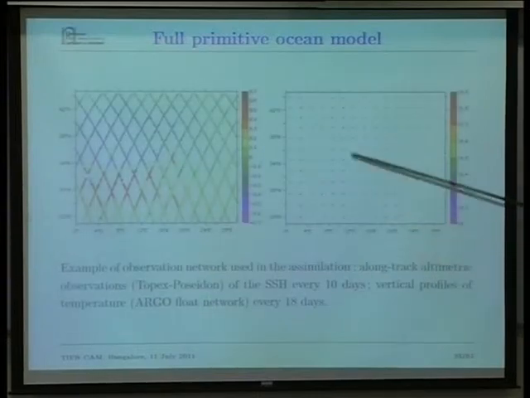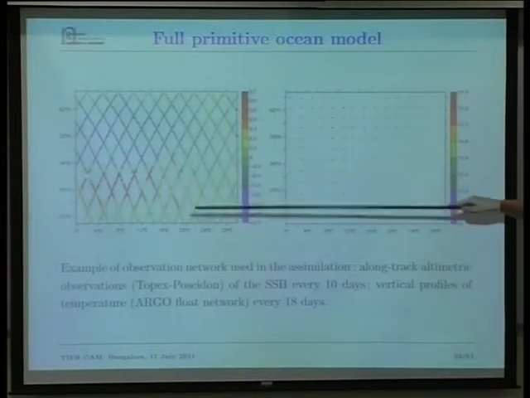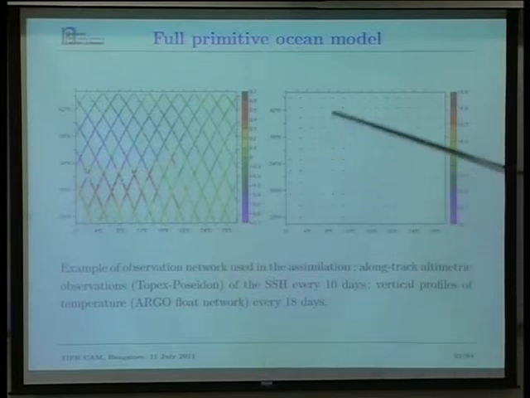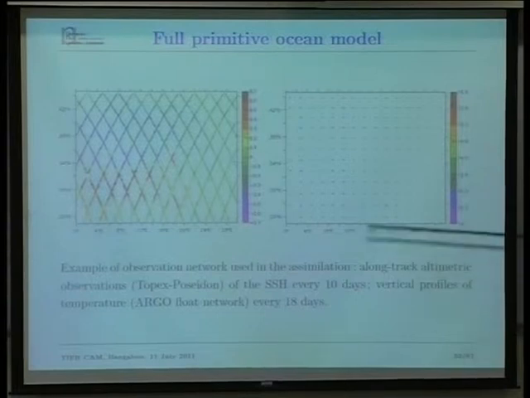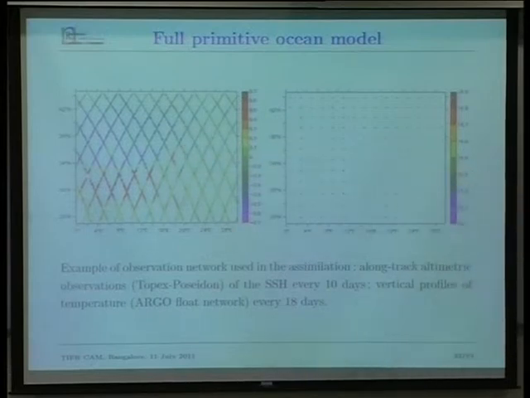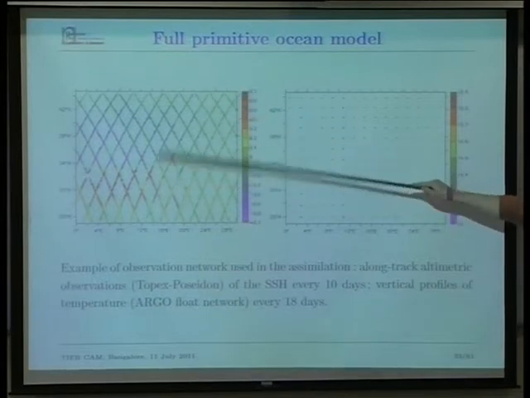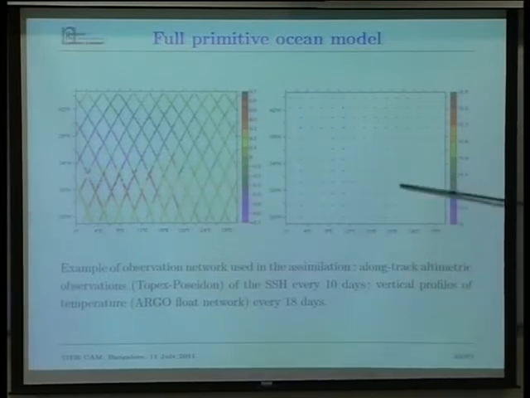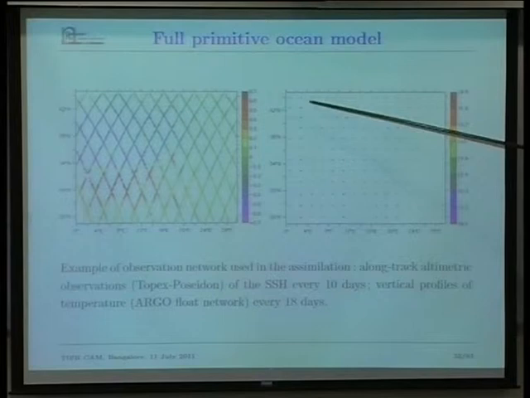So here you can see the tracks that we used for the SSH, and here the location of the Argo floats for the temperature. So the SSH is every 10 days you have this, or you can do every 2 or 3 days some of these tracks. And here we have the vertical profiles of temperature at these points every 18 days.